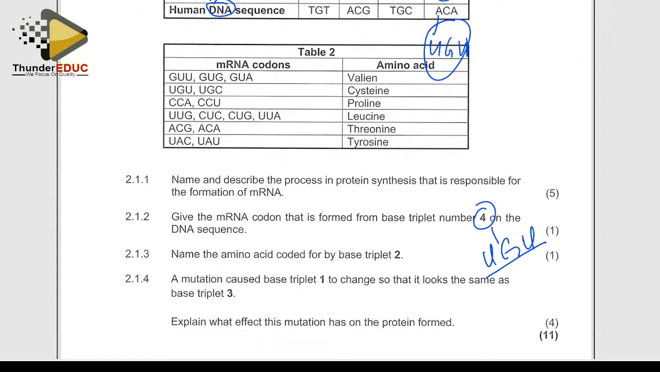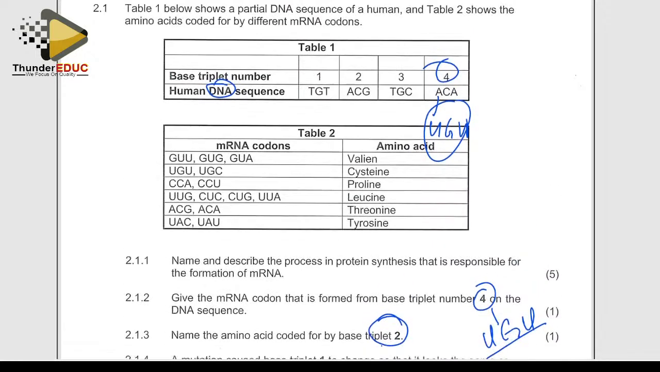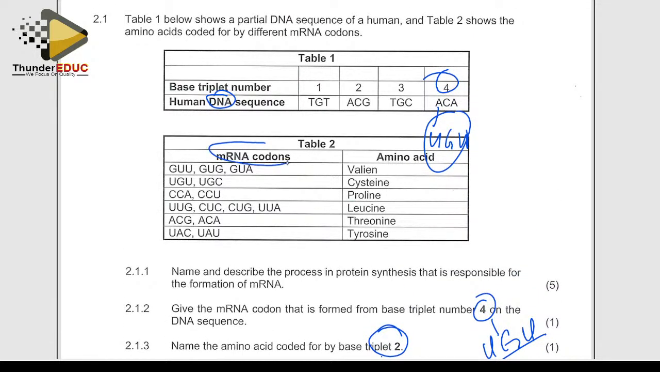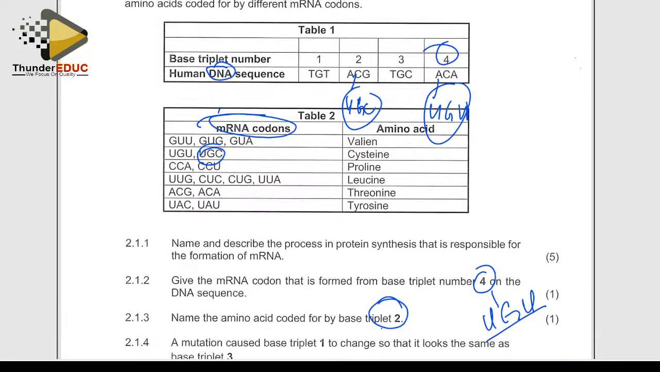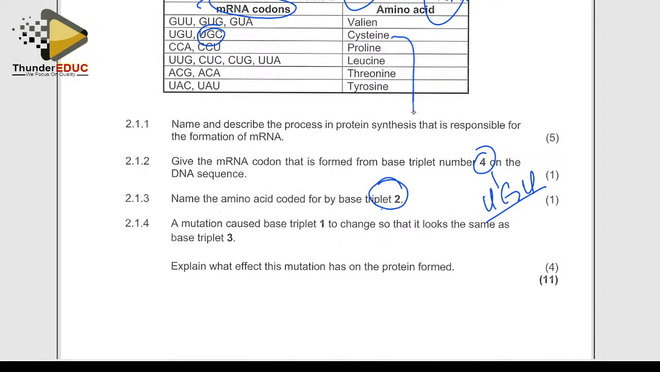Next they are saying name the amino acid coded for by triplet number 2. When I come here, I need to find out what is here. It is messenger RNA. I explained this, so I just have to convert it one time. So this is going to be UGC. Where is it? UGC, it's here, which is cysteine. So the answer there is cysteine. Then they are saying mutation.